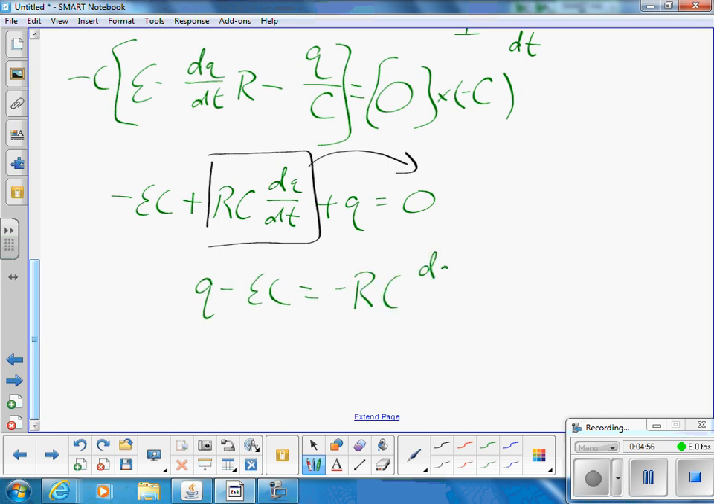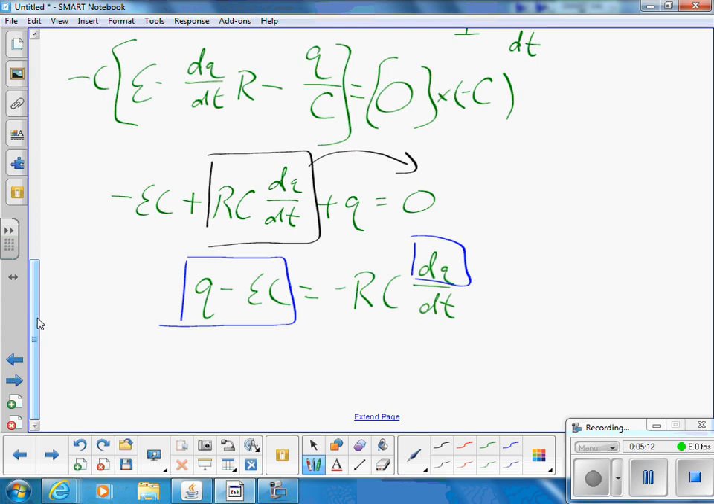RC dQ/dt. So I now have all my Q. I've got this function with Q in it, Q minus EC. EC, of course, is a constant. I want to group that with my dQ.